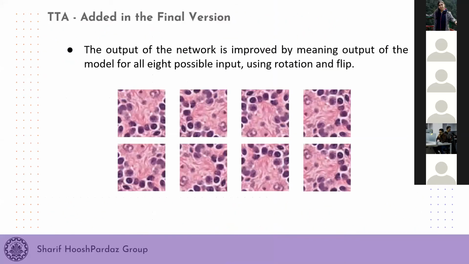So we didn't have multiple networks for ensembling, but test time augmentation helps us ensemble multiple predictions. We provided 8 images using the 90-degree rotation, horizontal flip, and vertical flip. And the mean of the network's output for all of these images is the final prediction. So we used test time augmentation in the final version of our algorithm.